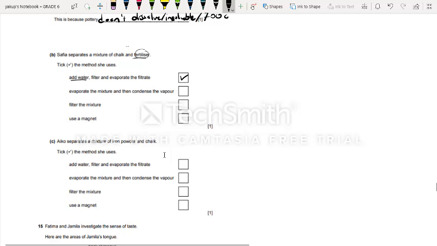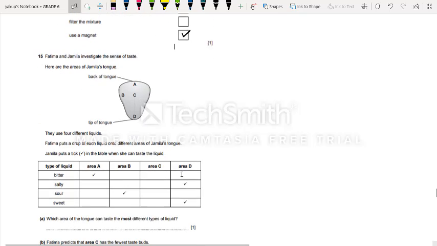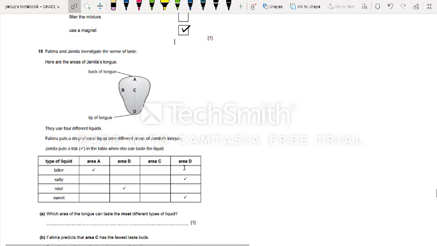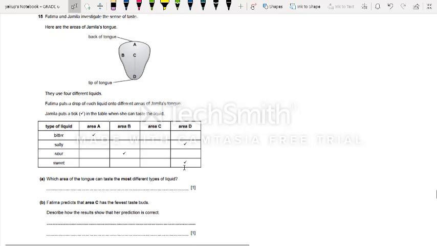Aiko separates a mixture of iron powder and chalk. Which method must be used, guys? Of course, use a magnet, right? Why? Because iron powder will be attracted by magnets. Not chalk. And we can separate them easily. Fatima and Jamila investigate the sense of taste. You see the table, guys.